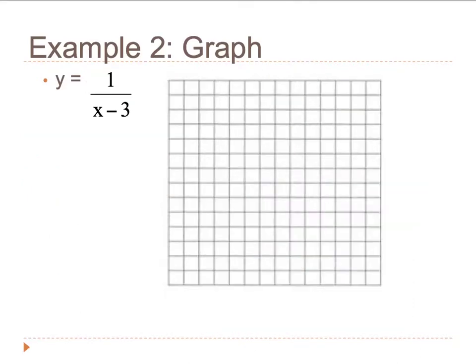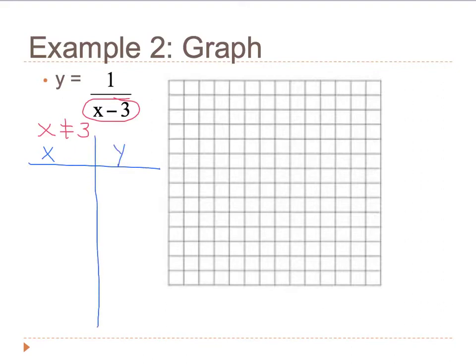This one is not a line, and there is actually a restriction on the domain. We want to make sure with this one that x does not equal 3. So I'm going to make my table, and I need to stay away from +3 because I don't want to have 0 in the denominator. So I can choose some positive, some negative again. Let's choose -3, -2, -1, 0, 1, 2. We'll skip over 3. We'll try 4 and 5. And let's see what happens.